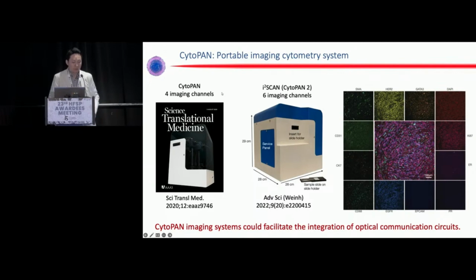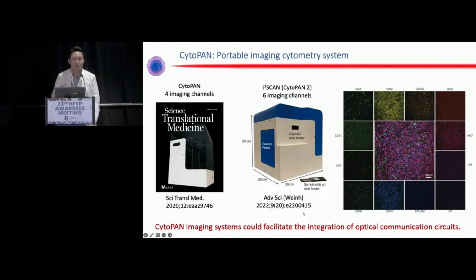Initially we started with a 4 imaging channel. A couple of years ago, we developed the upgraded version having a 6 imaging channel. In this small box, everything is fully automated, and you can take multiple images. This is one example showing a tissue section stained with 12 different colors, and we can easily get really good quality images from this small box.